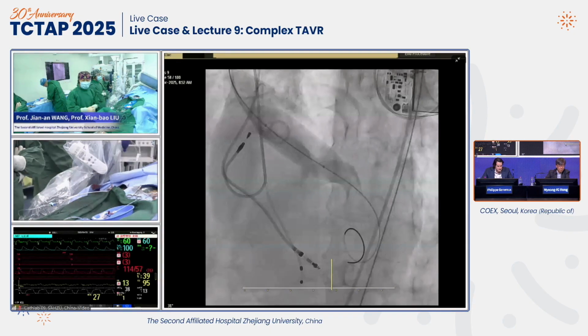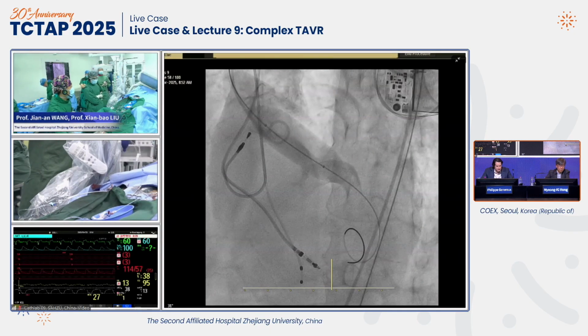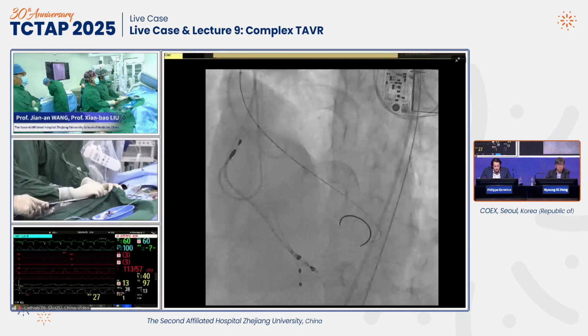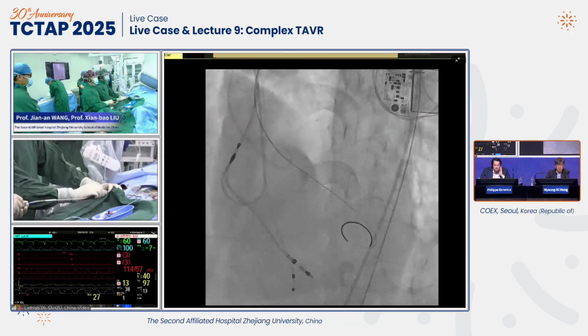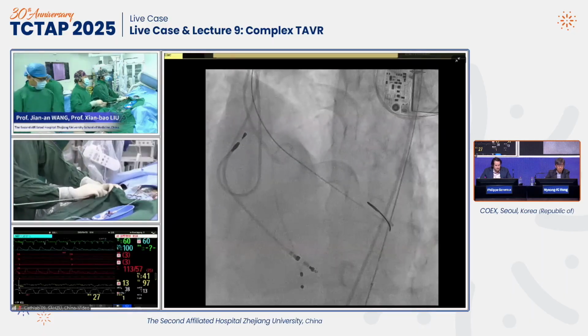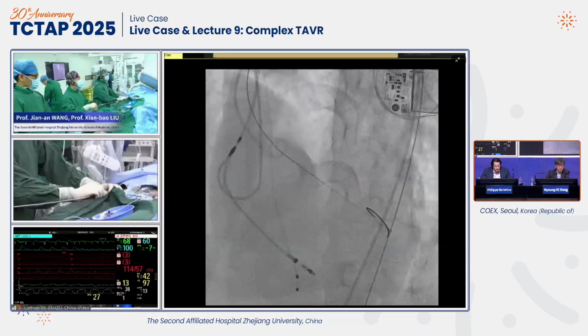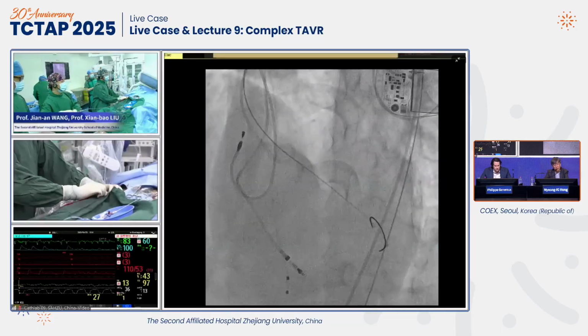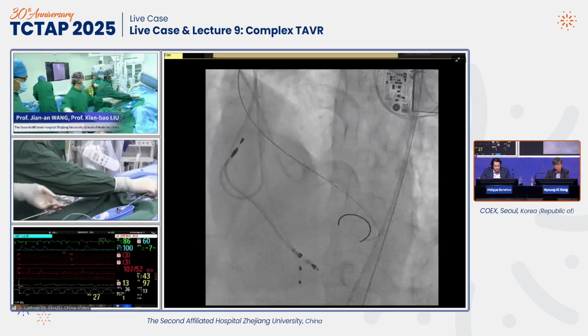Because the Evolut Pro is soft compared with the Venus, we also worry about the migration of the valve. So for the depth, we will try the standard, maybe 4 millimeters deeper.